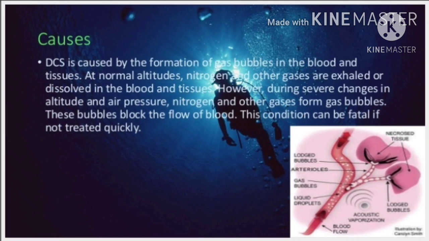At normal altitude, nitrogen and other gases are exhaled or dissolved in the blood and tissue. However, during severe changes in altitude and air pressure, nitrogen and other gases form gas bubbles. These bubbles block the flow of blood, and this condition may lead to nitrogen toxicity and it may be fatal. It leads to death if it is not properly treated. So the important point is that Caisson's disease is mainly due to nitrogen toxicity and commonly exhibited by divers.